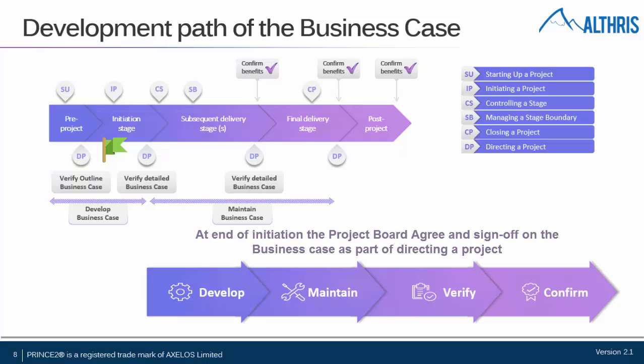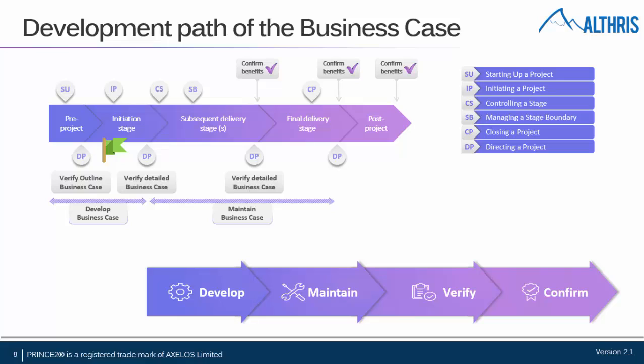And that development then goes on through the initiation stage where we flesh that out. We actually create a proper detailed business case. Hopefully the senior users can give us some more information and flesh that out. Okay, and at the end of that, we verify that business case. We look at it and we make sure that it does stand up. And as we go through the project, it is regularly verified again at the end of each stage within the project. So that's part of the maintenance of the actual business case.